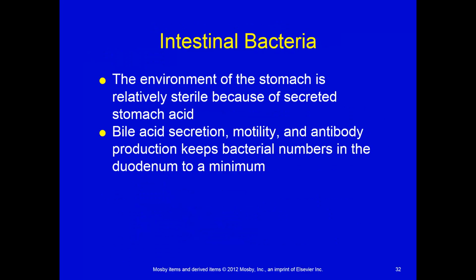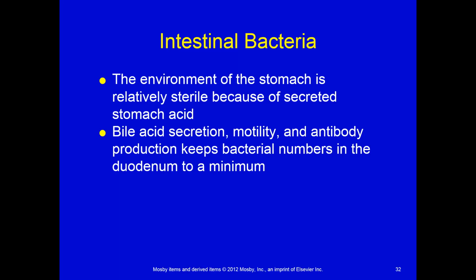All right, intestinal bacteria. So the environment of the stomach is relatively sterile because of secreted stomach acid, right? But once you get out of that stomach and you don't have that really low pH anymore because of the gastric acid, you start to have more risk, so to speak, of infection or bacteria because you don't have that really low pH environment to kill off the bacteria. So we luckily have intestinal flora, right? We have intestinal bacteria to also protect our gut from any bad guy that may come into our GI system.